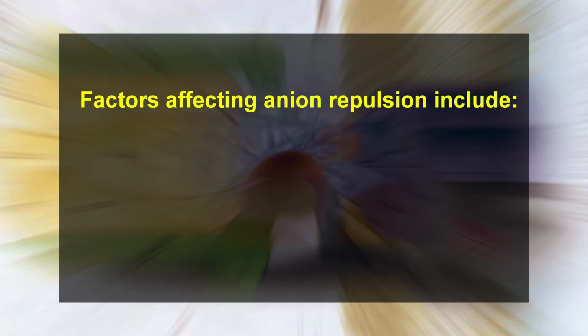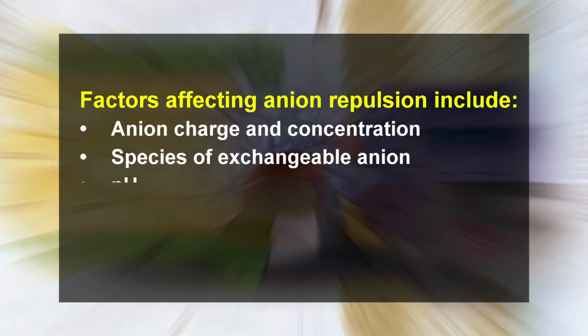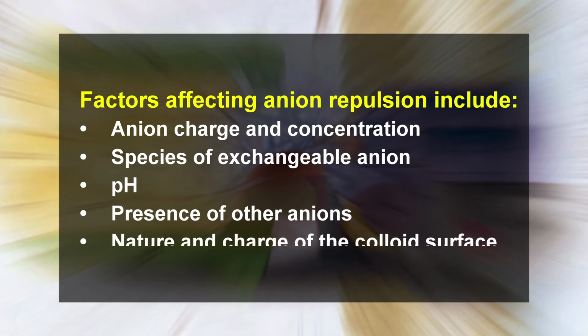Another explanation for the increased chlorine concentration in the bulk solution is hydration of the montmorillonite with water, leaving less solvent for the salt. Factors affecting anion repulsion include: first, anion charge and concentration; second, species of exchangeable anion; third, pH; fourth, presence of other anions; and finally, nature and charge of the colloid surface. Ions commonly exhibiting net anion repulsion include chlorine, nitrate, and sulfate.